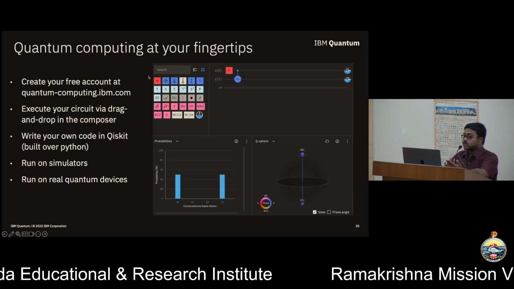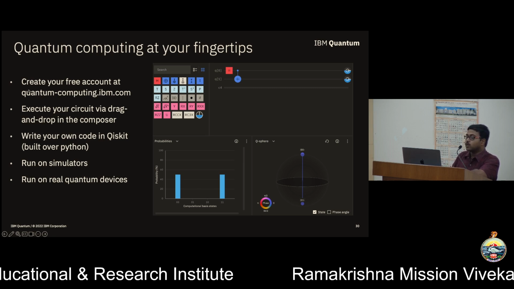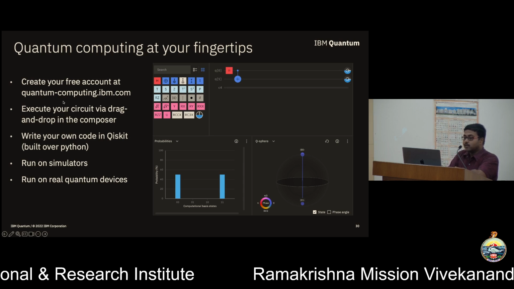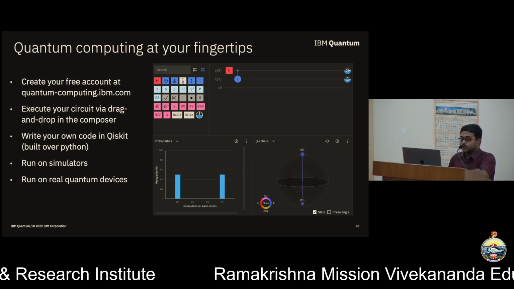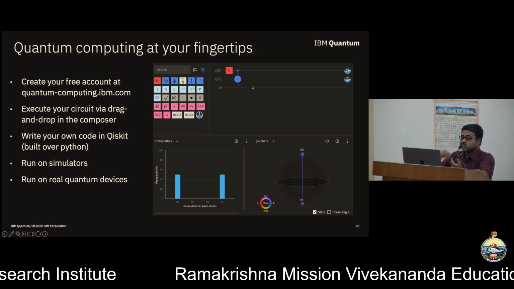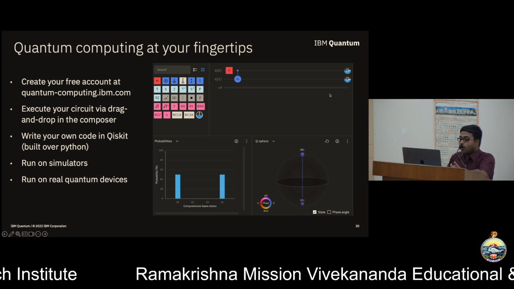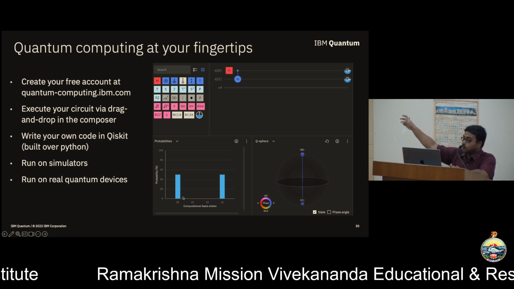If you want to get started, the first thing that you can do is create a free account in quantumcomputing.ibm.com. You can even do it on a mobile. It's a free account. You just need to have an email ID and an internet connection. You can start by doing something called drag and drop. You can just play around, like what happens when you put different quantum gates, how do the probabilities change? You can just drag and drop and play around with that.